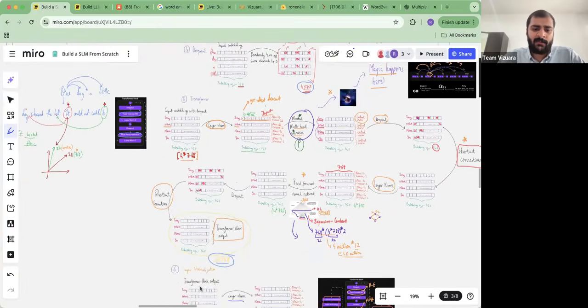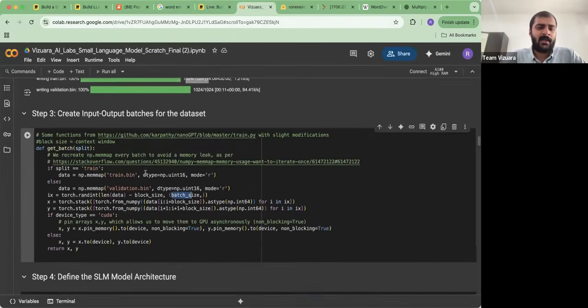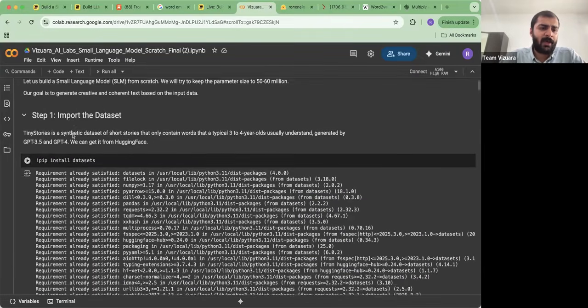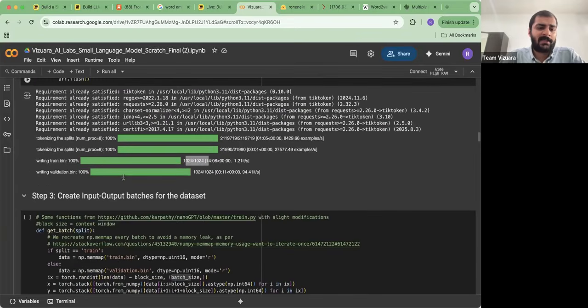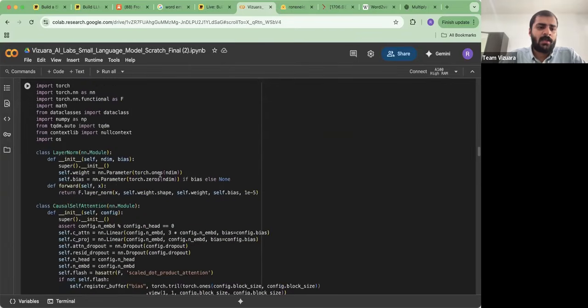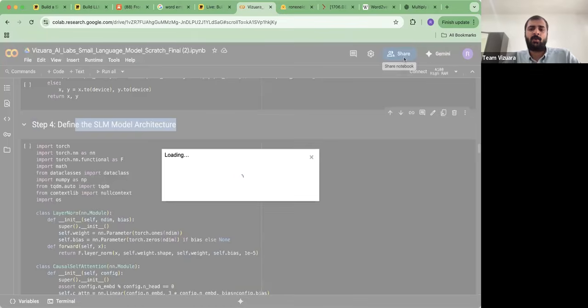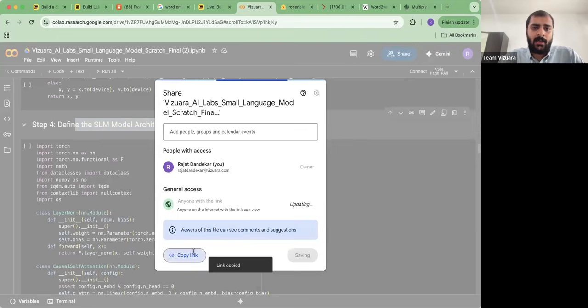So we are almost at the end of time. What I want to do in the last 5 to 10 minutes is just go through code. We won't be running all the code so far. We have already run step number 1, step number 2, and step number 3. The only thing which I want to go through right now is the SLM architecture, and I'm going to share this code file with all of you. We'll go through this again in the next lecture as well.